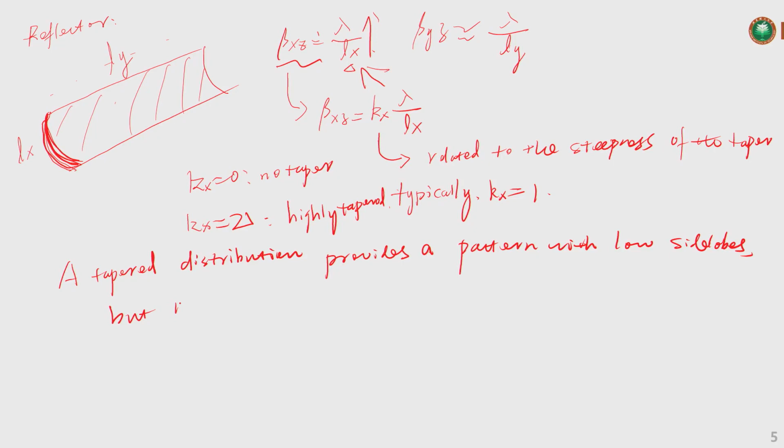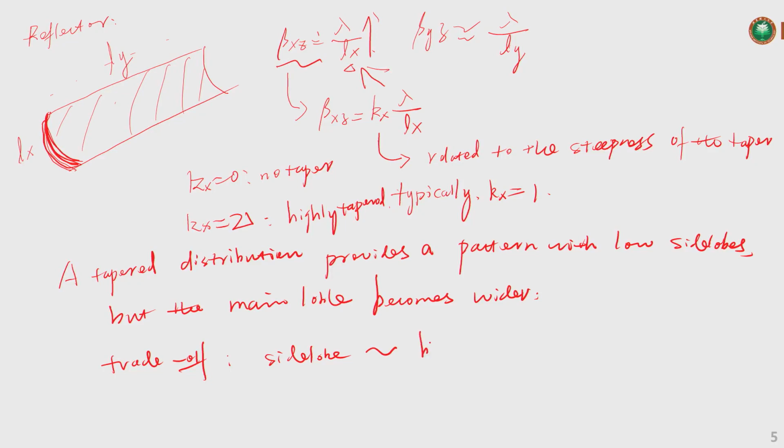But when the side lobe becomes low, the beam width becomes wide. So from here we can see that there is a trade-off between the side lobe and the beam width. If we get a lower side lobe, that means the beam width will be wider, and oppositely, the same thing also.